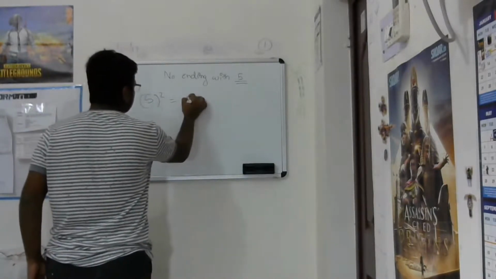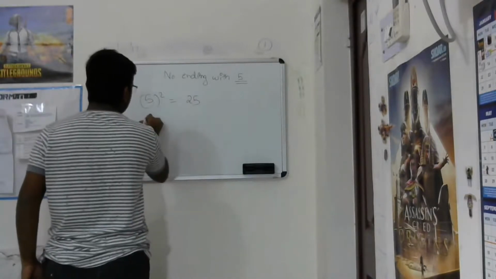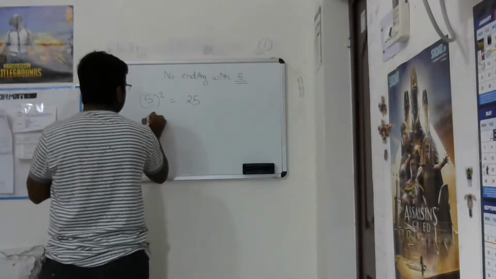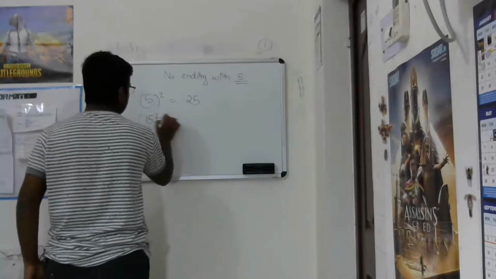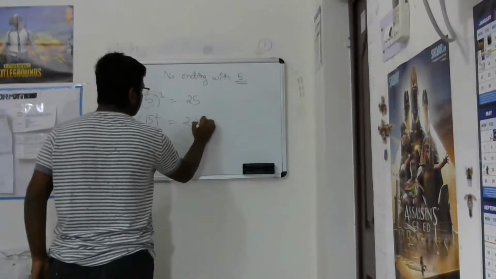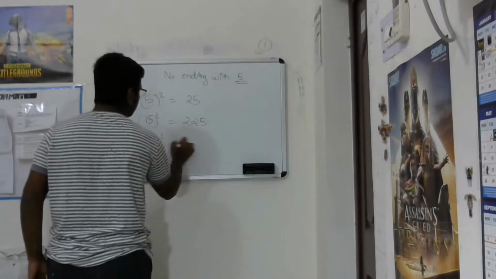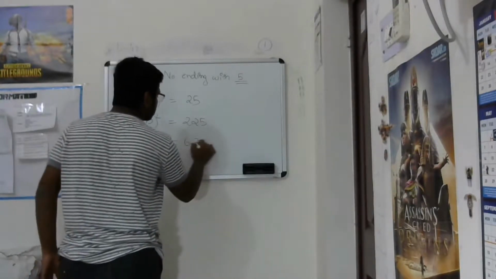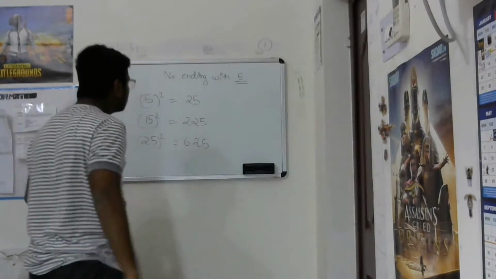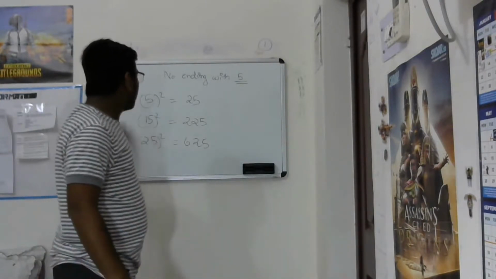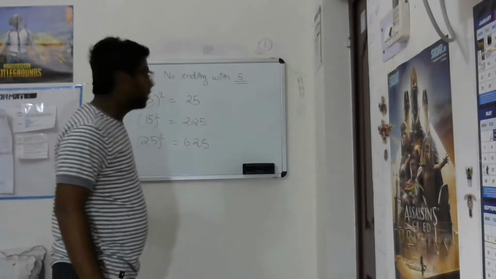You all know that it's 25. What is, let's say, 15 square? You know, 225. What is 25 squared? Some of you may have learned it. It's 625. What is the most common pattern you are finding in all these squares?